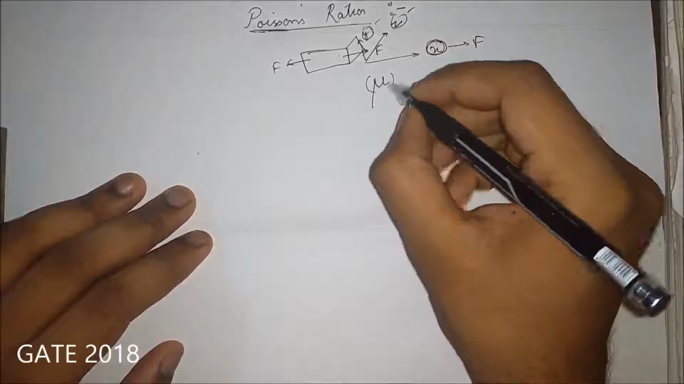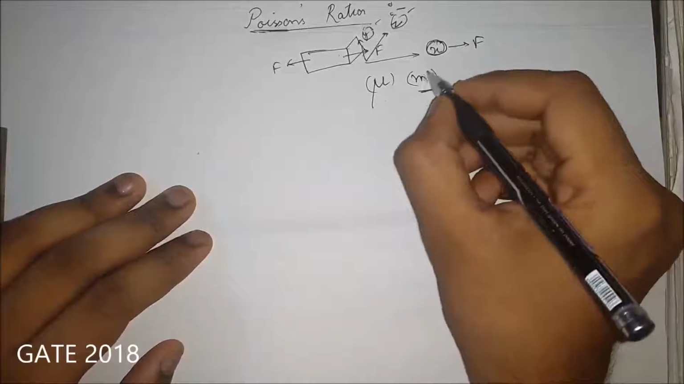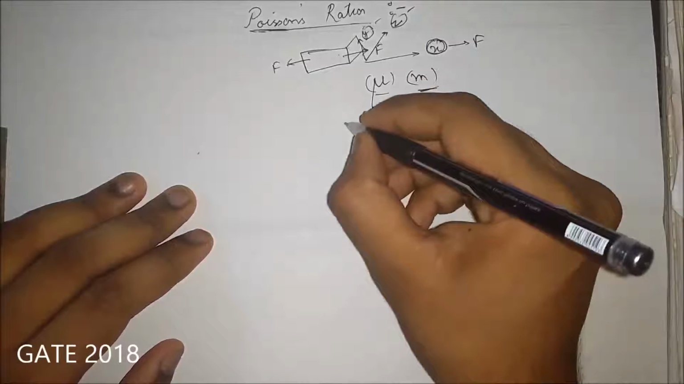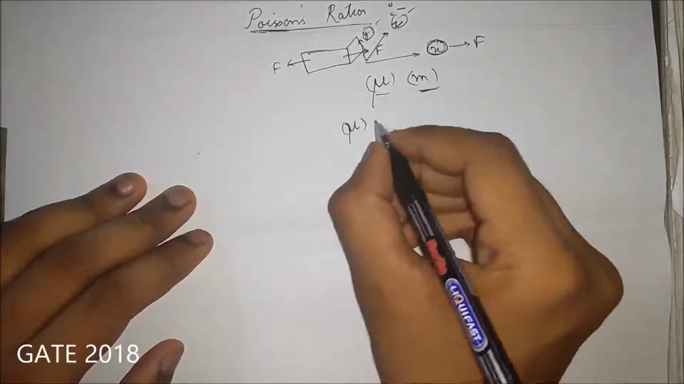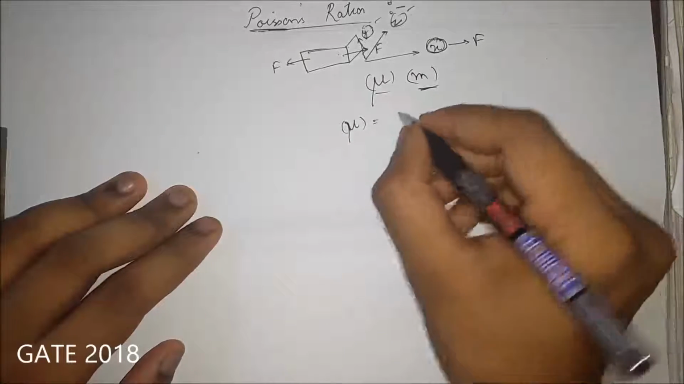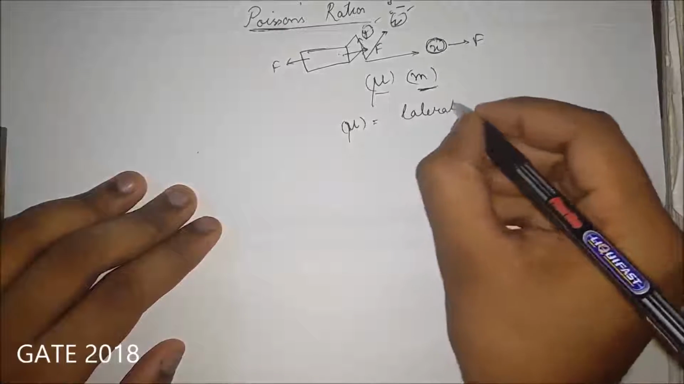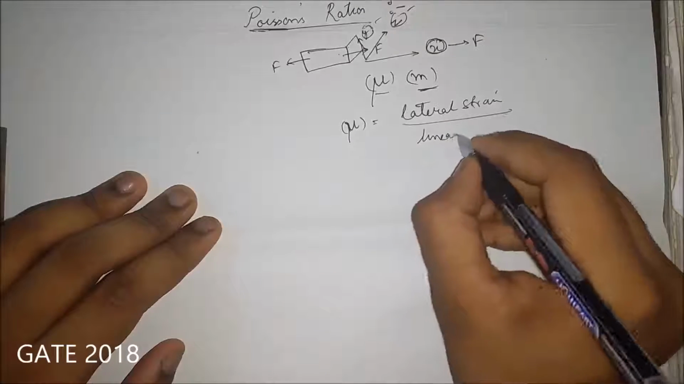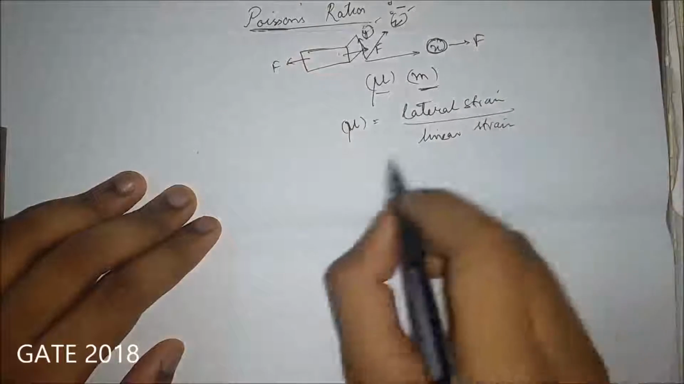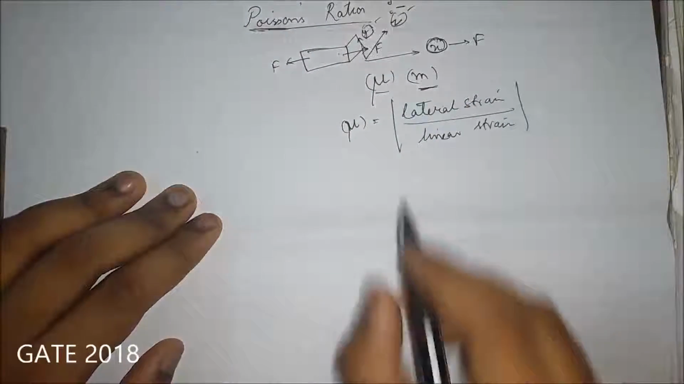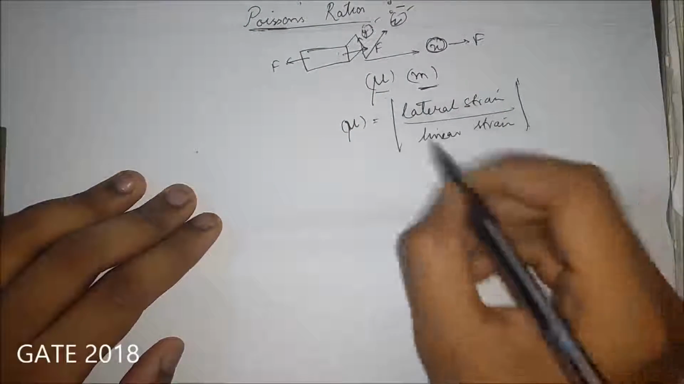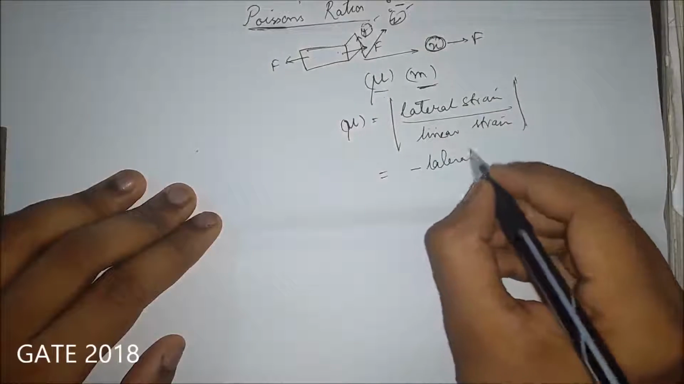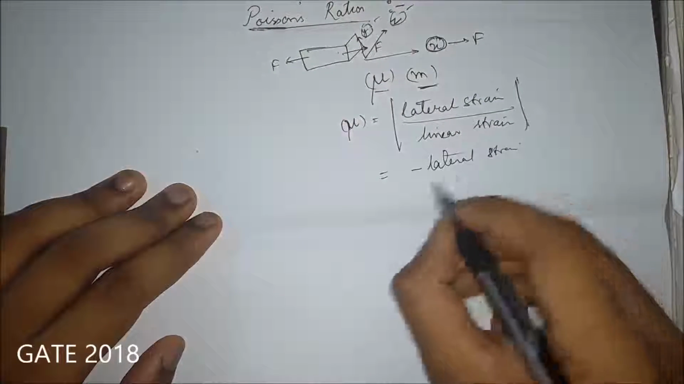Mu or m. In some books they call it m also. Now mu and m, these are all the same thing. I will be taking mu in my examples. It can be given by the ratio of lateral strain by linear strain. This is absolute, that means we are taking the positive value, but strictly speaking it will be minus of lateral strain by linear strain.